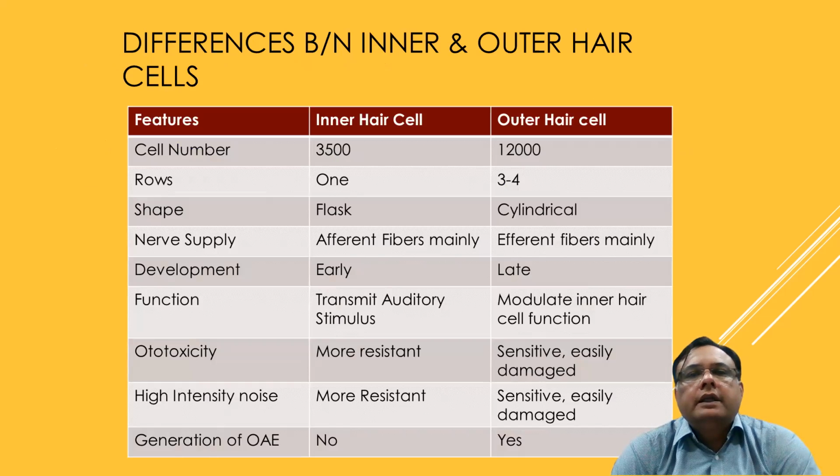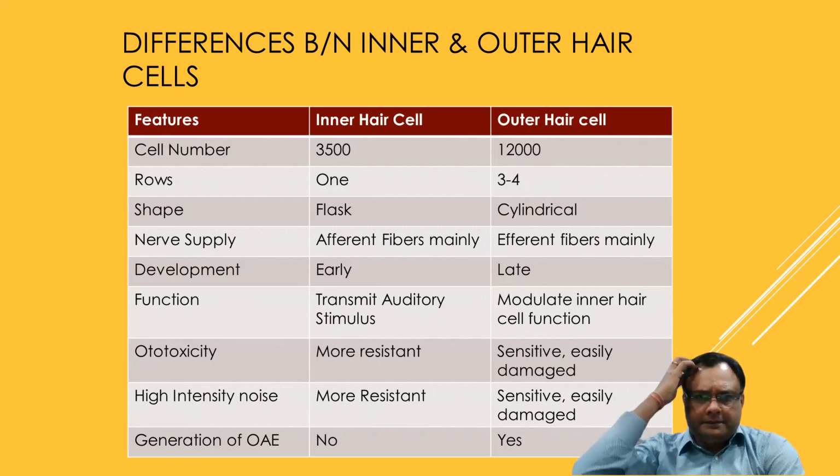Differences between the inner and outer hair cells. You can see in this table there are certain features which are described, such as cell number. Inner hair cells number about 3,500, while outer hair cells number about 12,000. Rows: inner hair cells are in one row and outer hair cells are in three to four rows. The shape of inner hair cells is like a flask, while outer hair cells are like a cylinder. Afferent fibers mainly supply the inner hair cells, and efferent fibers mainly supply the outer hair cells.